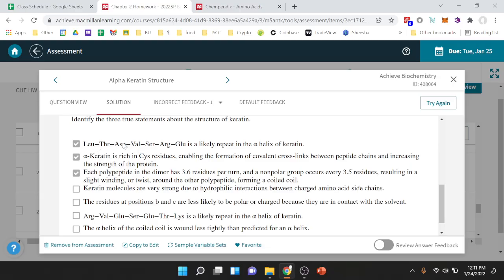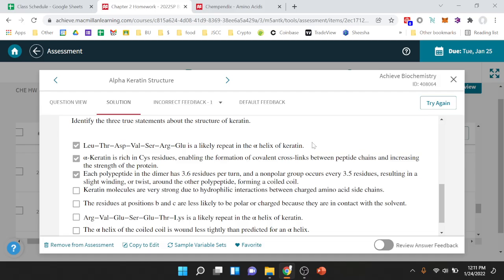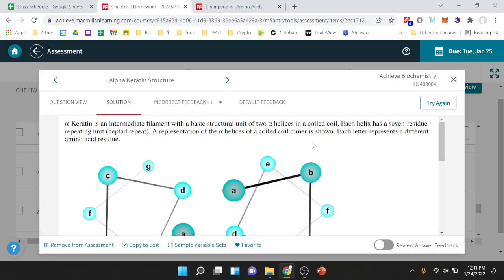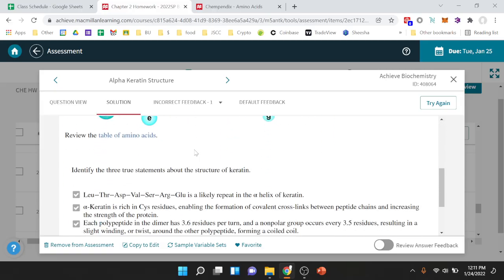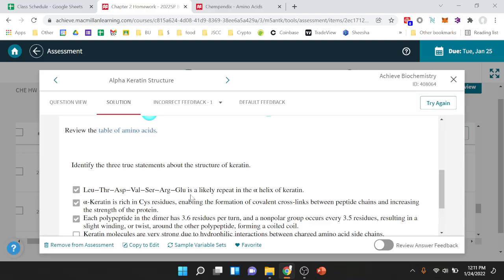LEU, THR, ASP, VAL, SER, ARG, GLU, 1, 2, 3, 4, 5, 6, 7, is likely repeat in the alpha helix of keratin. Notice the stuff we learned before. 2 alpha helices in a coiled coil. Each helix has a 7 residue repeating unit. Okay, well that makes sense so far with what we know, right? What else could we use to judge the truth of this?